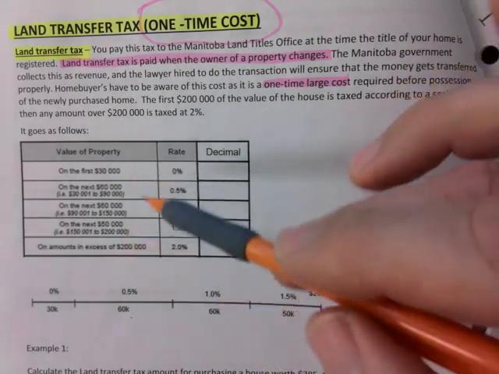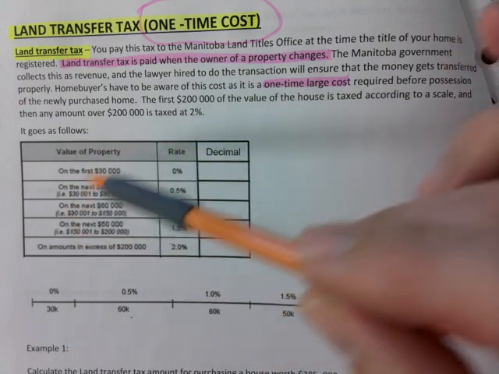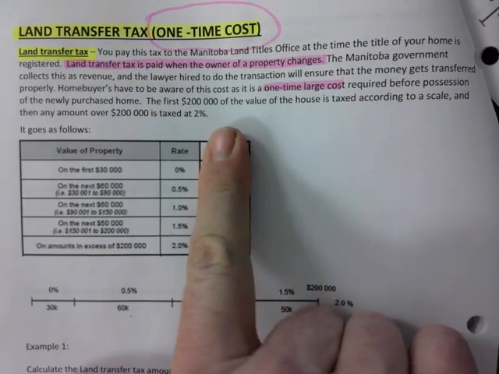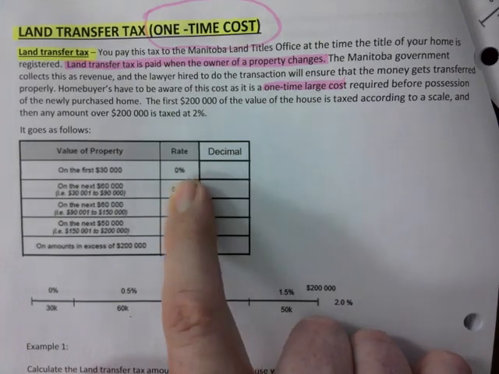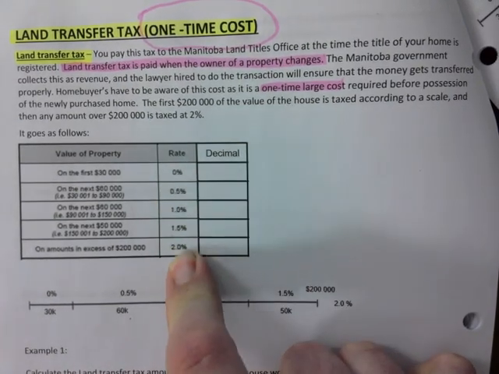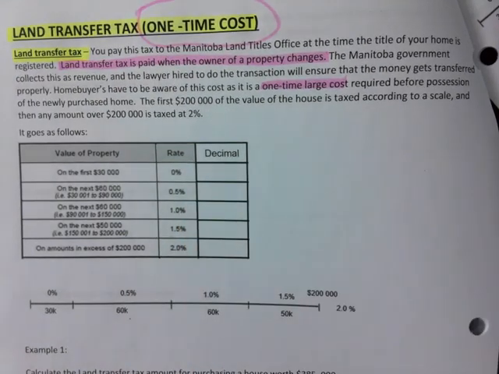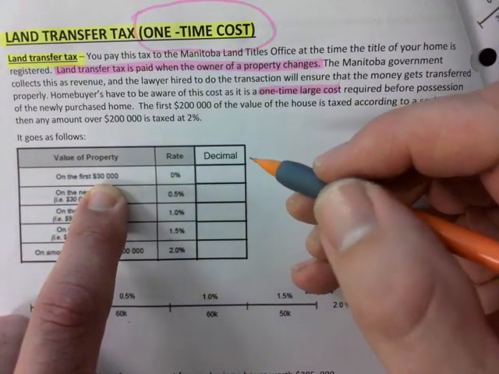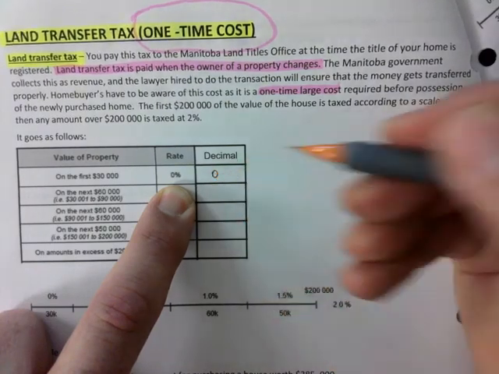This is the table that most likely you will be given when you're doing land transfer tax. This table right here, except for this part. I'm adding the decimal column to it. It is very important that you understand that these are percentages. A lot of students miss that because they're like, hey, it's a small number, it must be a decimal already. No, it is not. So on the first $30,000 of your property, you pay no land transfer tax. So obviously that's just zero.